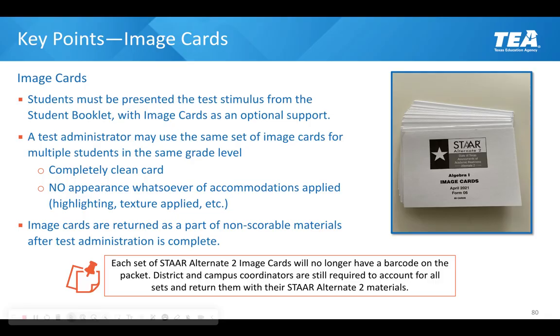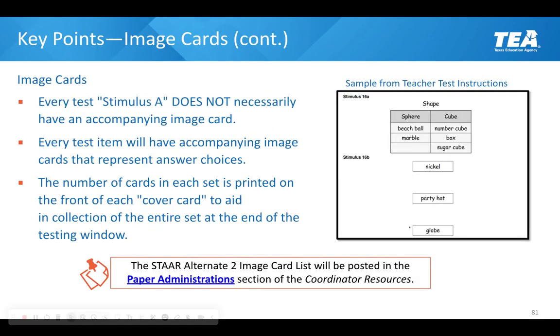Students must always see the student booklet first before looking at image cards. Image cards are optional supports, not replacements. Cards must be completely clean, free of highlighting, textures, or marks, and cards can be reused within the same grade level if they are clean. All image cards must be returned as non-scorable materials. If you are given 32 cards, you must return all 32 cards back to your testing coordinator. And every stimulus aid does not necessarily have an accompanying image card.